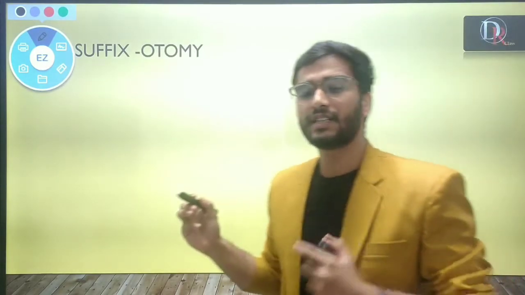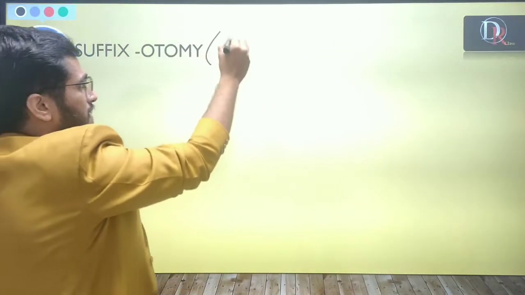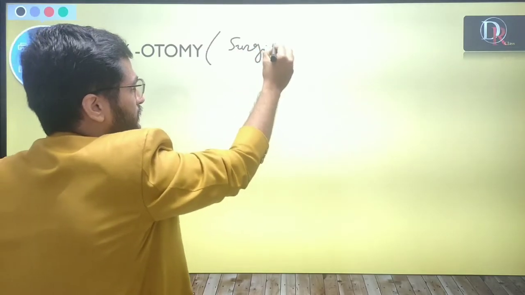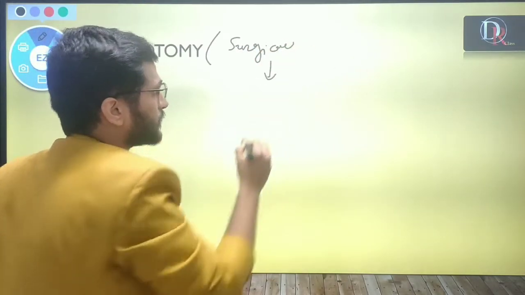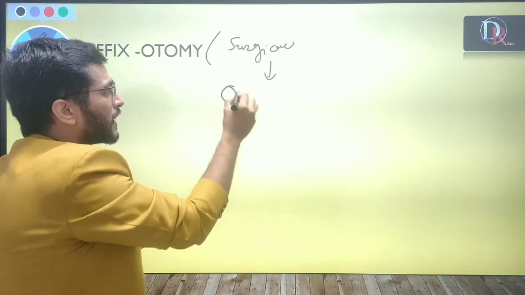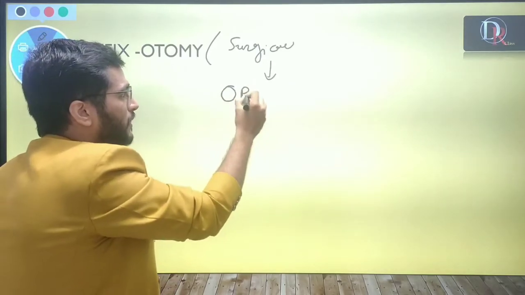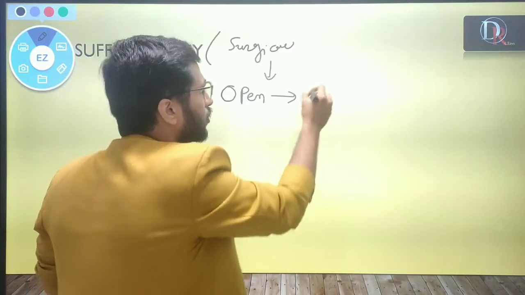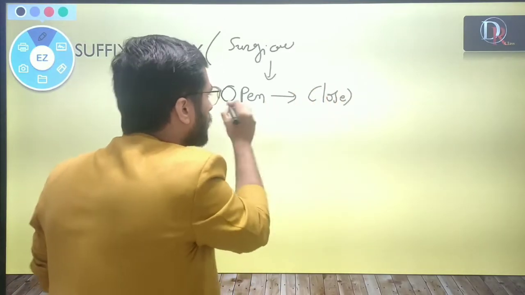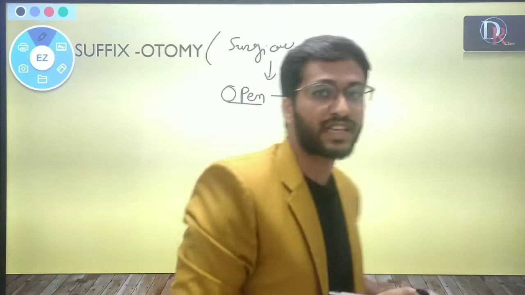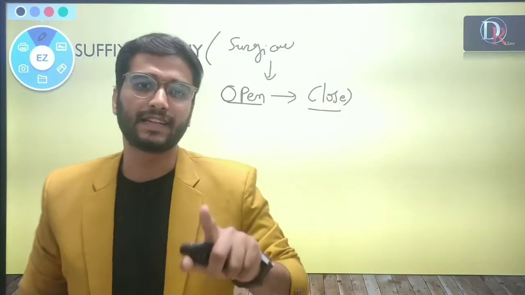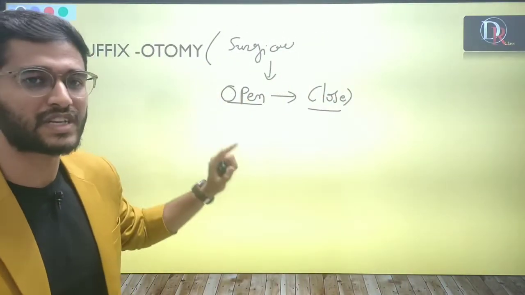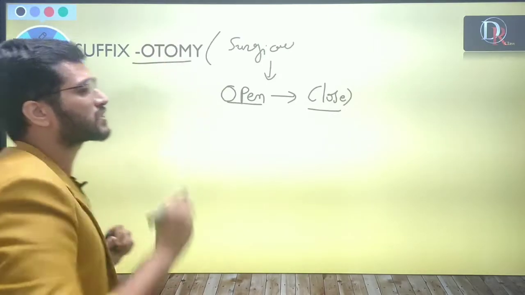Now another suffix is otomy. Otomy is also a surgical procedure in which we make an incision and open a hollow organ, and after the surgery you have to close it. So first opening and afterward closing of that particular hollow organ, that kind of surgical procedure is referred to with the suffix otomy.